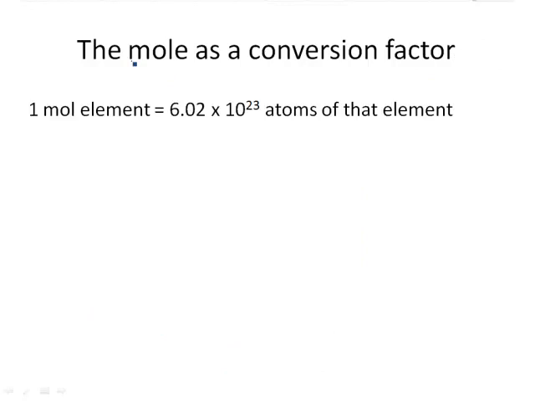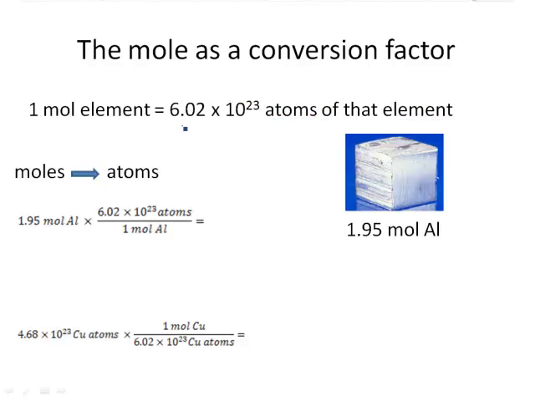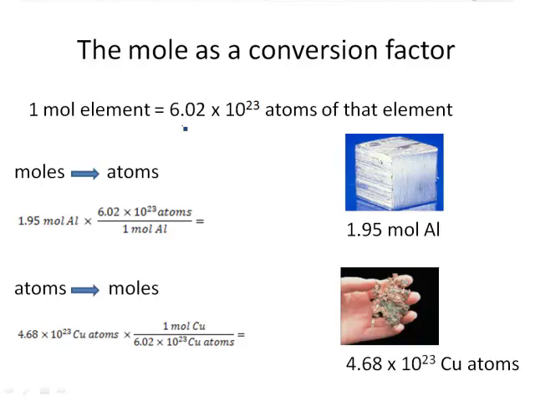The most important thing about Avogadro's number is it acts as a conversion factor between moles and numbers of atoms or numbers of molecules. And we'll look at this in terms of atoms of an element. So 1 mole is 6.02 times 10 to the 23rd atoms of that element. And the idea is you can use that to convert between moles and atoms, or between atoms and moles.